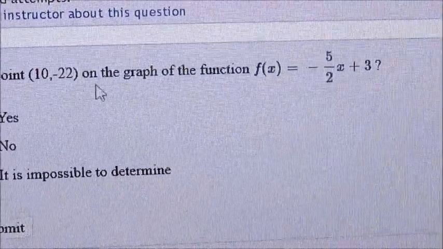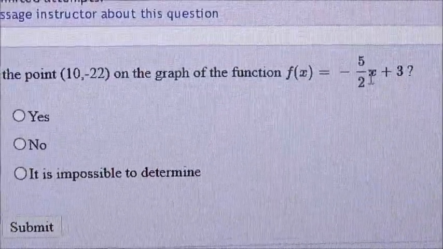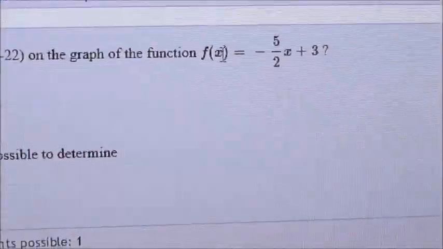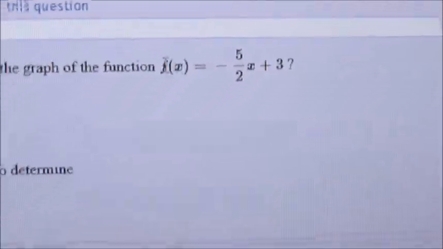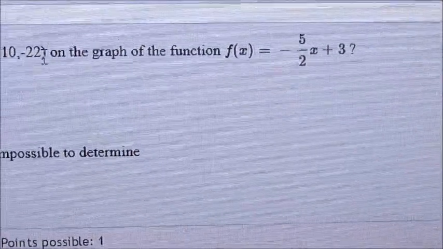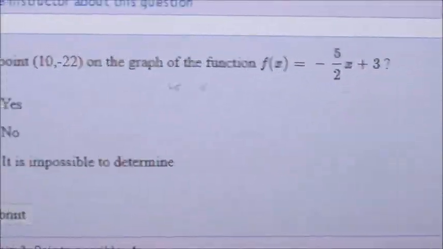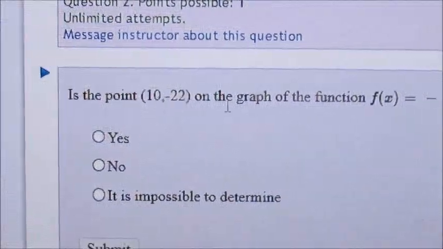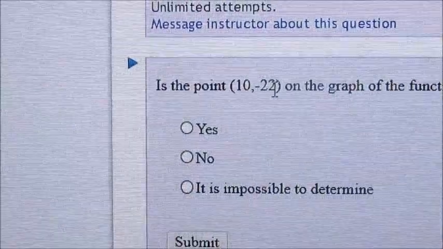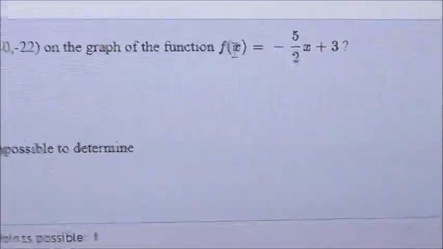Same thing here. Just going to be putting in these two numbers for x. Remember what I said in section 4.1? If you see f of x, that's the same as the y. So put the first number in for x, the second number of the ordered pair in for f of x.